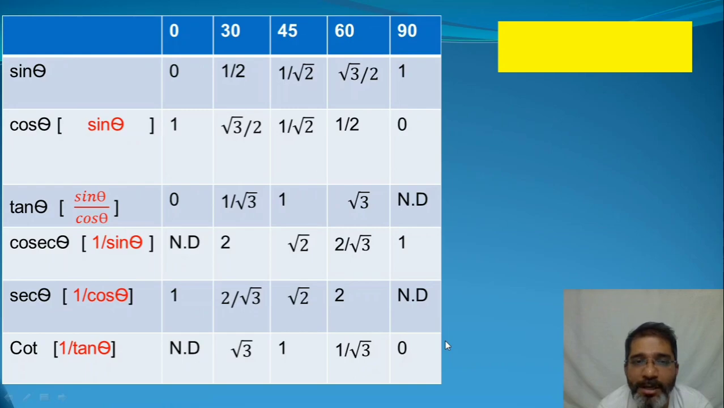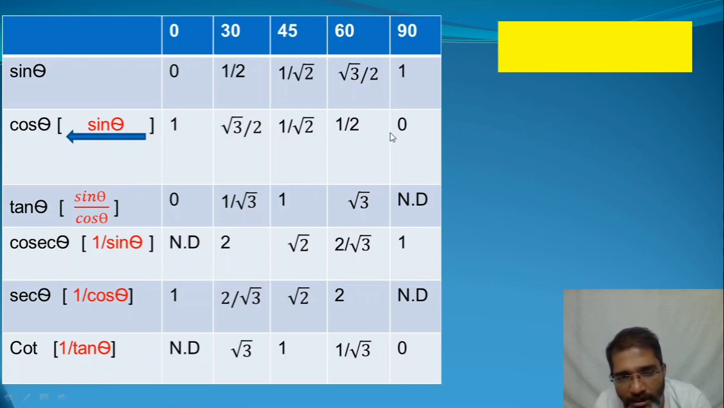So we are not learning the values, we are remembering the pattern in which we are finding the values. Like to learn the values of cos, what we are doing is we are writing the values of sine in the reverse order, means we are writing from right to left. Like 1 I'm writing here, root 3 upon 2 I'm writing here, 1 upon root 2 here, half here, and 0 here. So we get the values of cos as 1, root 3 upon 2, 1 upon root 2, half and 0.